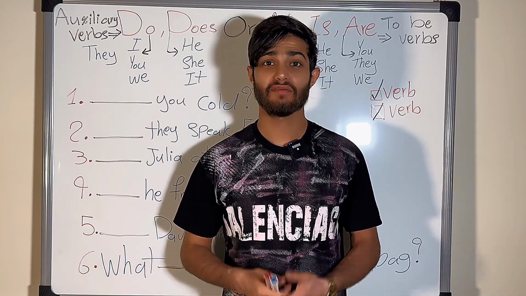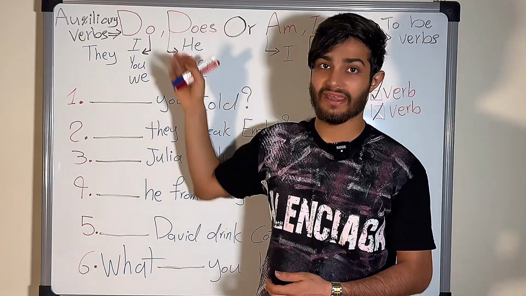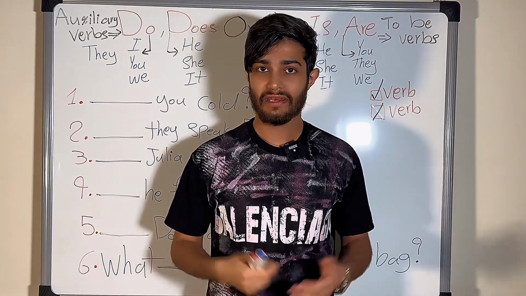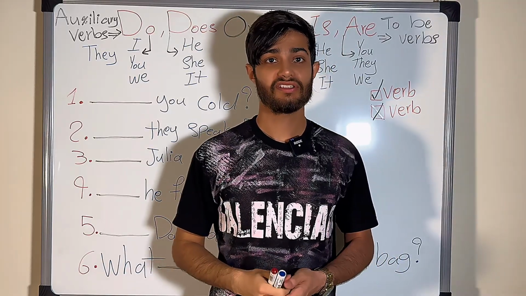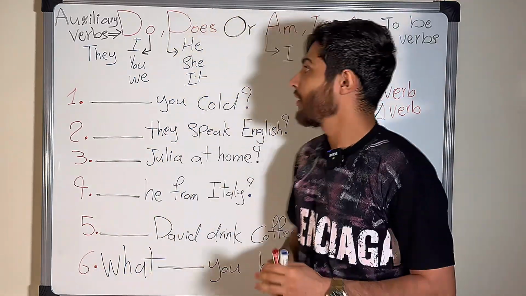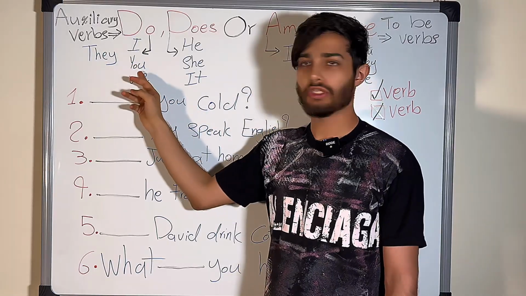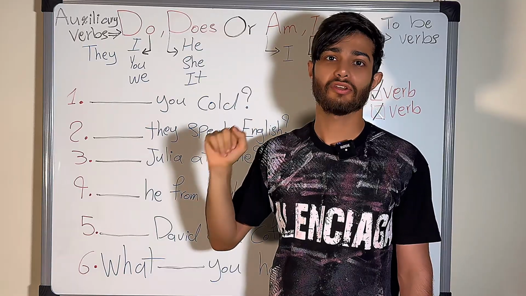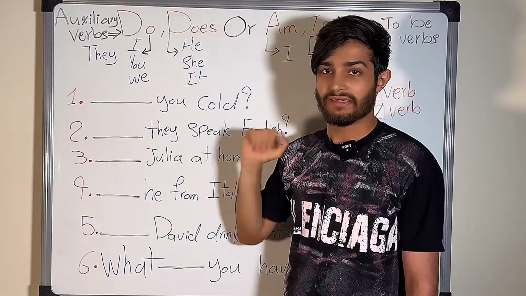So I'm Hossein and today we want to learn about auxiliary verbs like do and does and be verbs like am, is, are. So let's see in which sentences we should use auxiliary verbs and in which sentences we can use be verbs. The first thing you should know is, for do, you should use some subjects like I, you, we, and they. And for does, you should just use three subjects like he, she, and it.